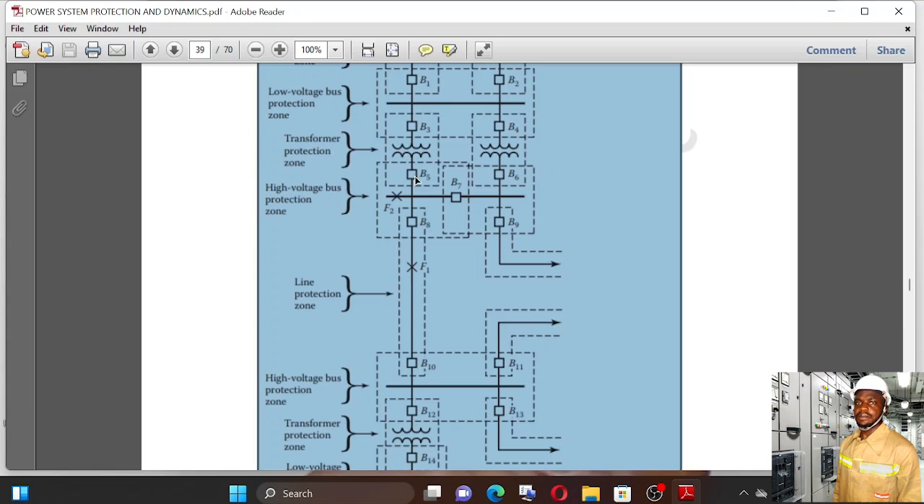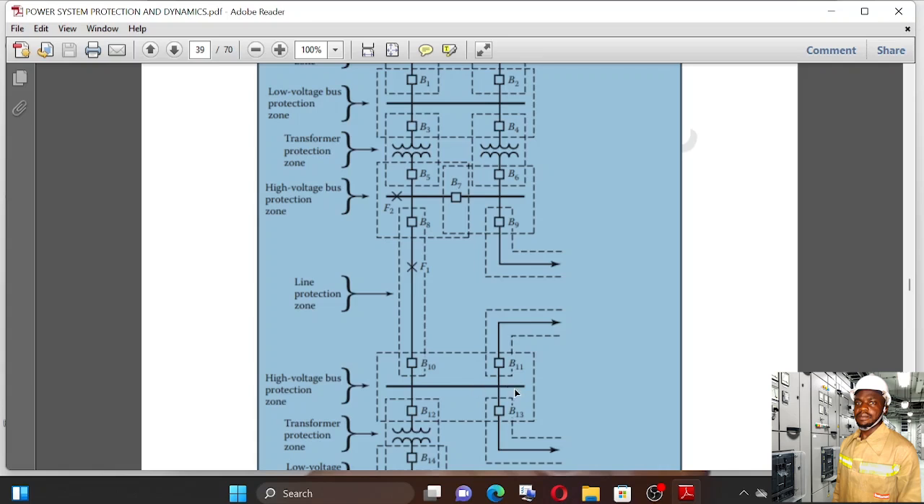In the next zone which overlaps with it should react. So you see here, if B8 fails, B5 and B7 should react, right? And if B10 also fails, B12 here will react. Not only B12, B11 and B13 because they are connected to what? The same bus. You understand?